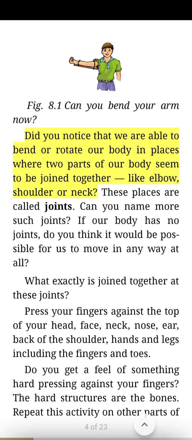Did you notice that we are able to bend or rotate our body in places where two parts of our body seem to be joined together, like elbow, shoulder, or neck? These places are called joints. Can you name more such joints? If our body has no joints, do you think it would be possible for us to move in any way at all? What exactly is joined together at these joints?